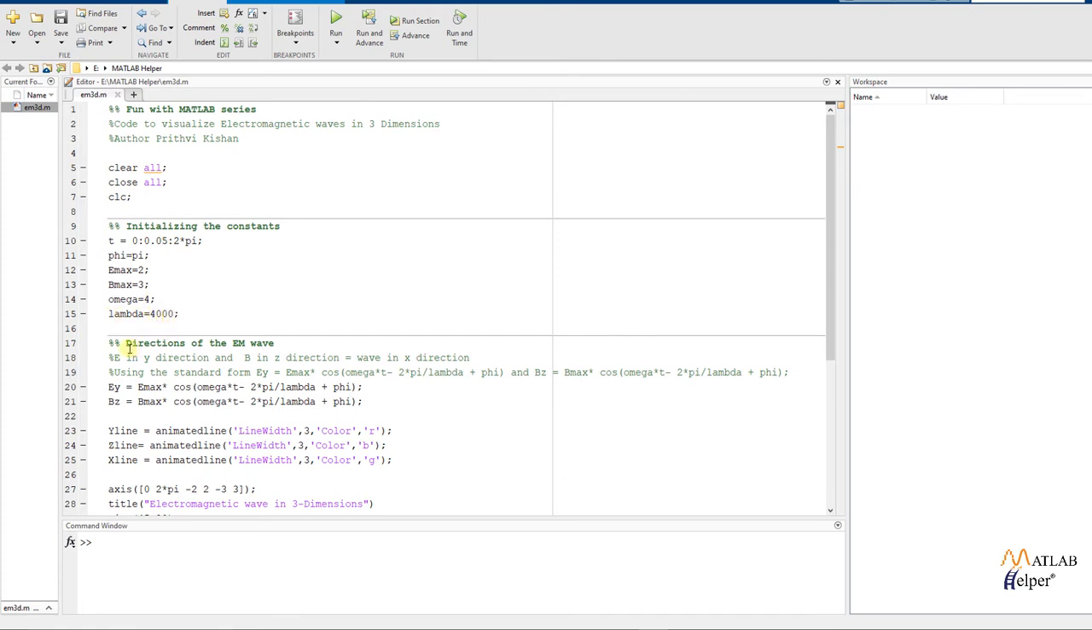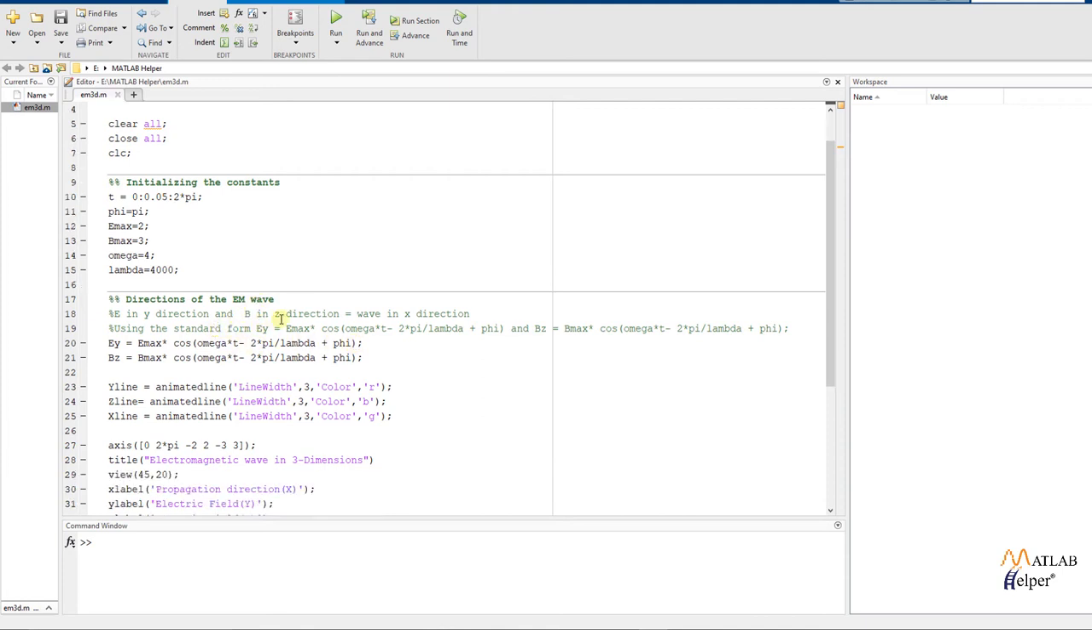Also, we know that the electric field, the magnetic field and the wave propagation are in mutually perpendicular directions. So if we consider the electric field to be in the y direction having the standard form Ey equals Emax cos(omega t minus 2 pi by lambda plus phi), then the magnetic field in the z direction is given by Bz equals Bmax cos(omega t minus 2 pi by lambda plus phi). The cross product of the y and z directions gives the wave propagation direction, which is the x direction.